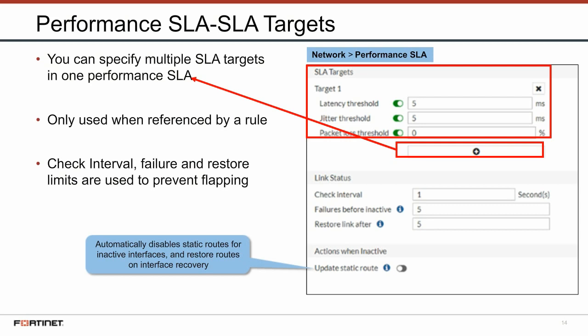Although SLA targets are specified on the Performance SLA page, they are not actually used there. The values configured there are used only when referenced by a rule.